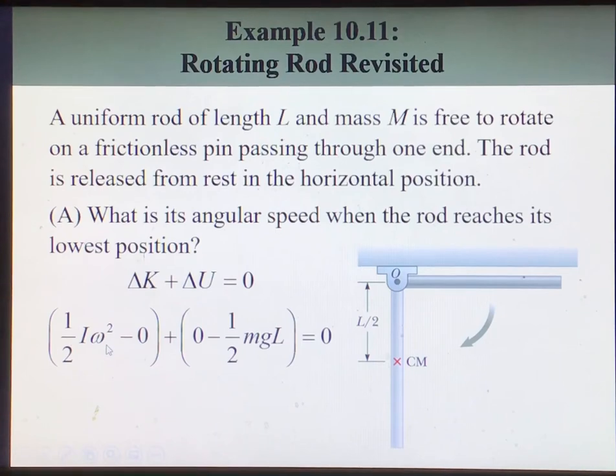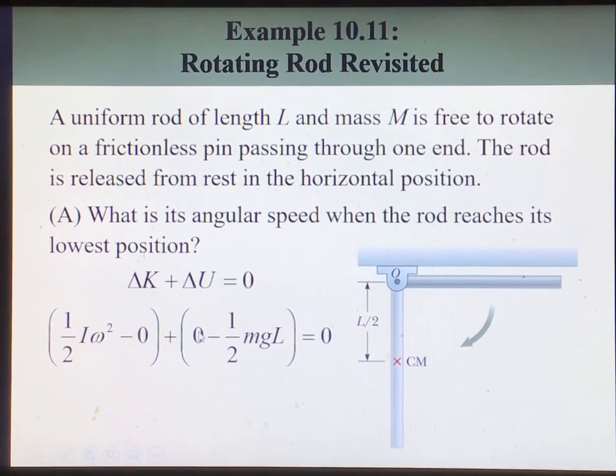So again, I can say that the final kinetic energy is 1/2 I omega squared. The initial kinetic energy is 0 because it starts from rest. Now the final potential energy is 0, and the initial potential energy is just 1/2 times m times g times r.